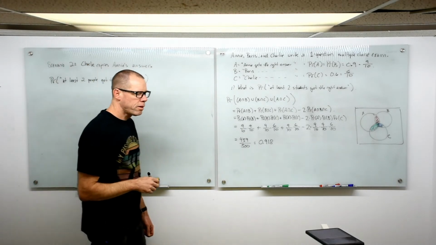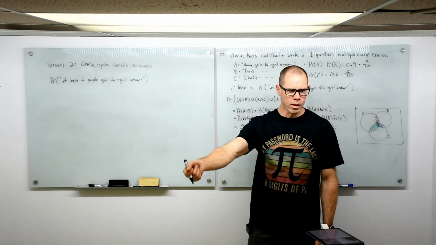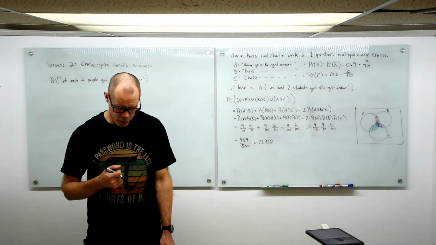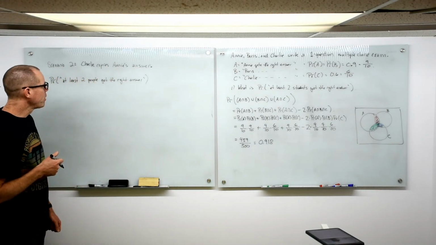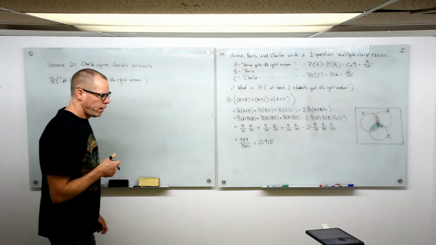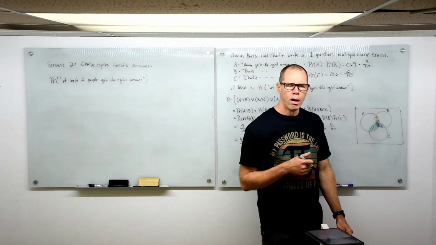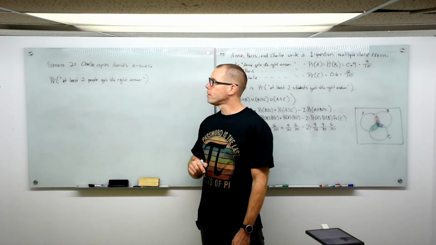And by get the right answer, I don't mean that they figured out the right answer. I just mean that they submit an exam that has the correct answer written on it. So I don't care if Charlie cheated. Think about this for a few seconds and realize that, wait a minute, this event only depends on what Annie does.